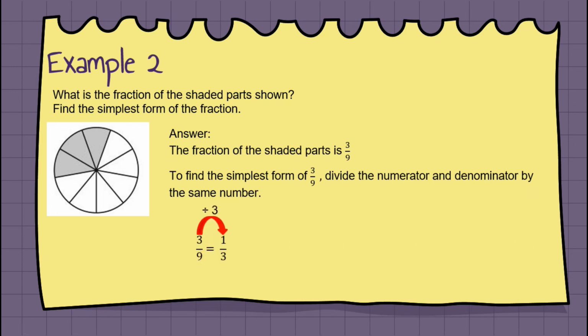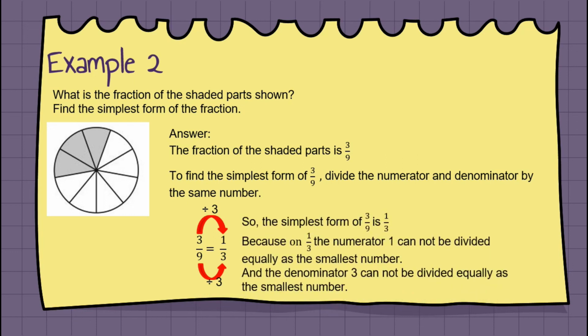3 divided by 3 equals 1. 9 divided by 3 equals 3. So the simplest form of 3/9 is 1/3 because in 1/3 the numerator 1 cannot be divided equally by any smaller number, and the denominator 3 cannot be divided equally by any smaller number.